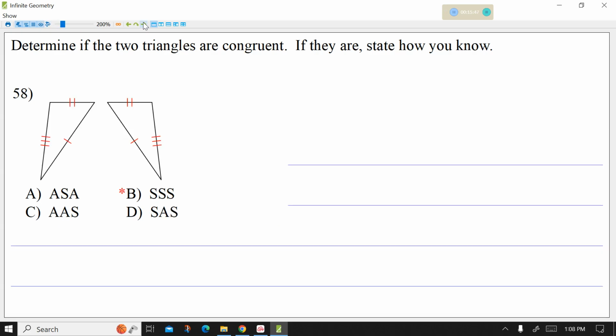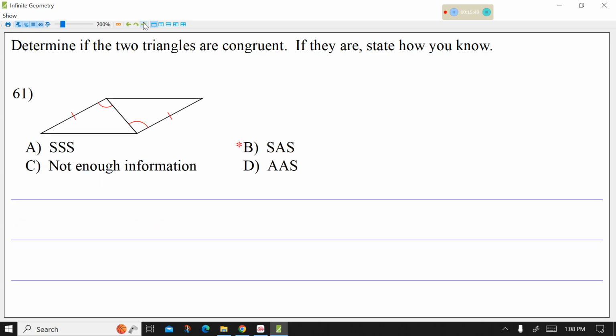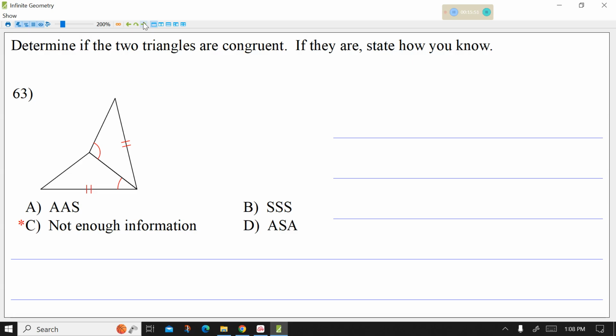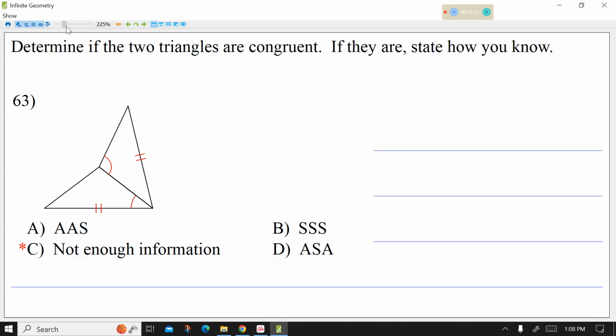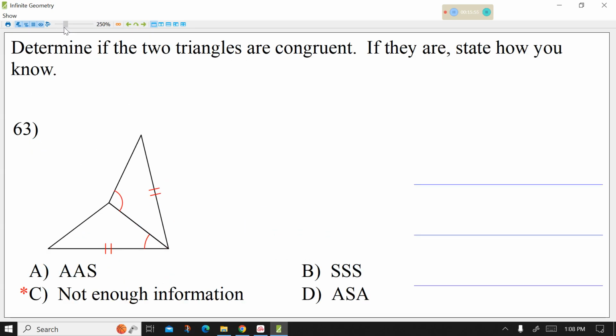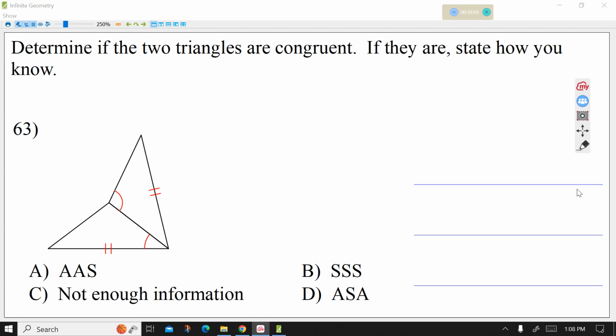What I really want to do is get one that's not enough information, and it looks like 63 is the first one we can talk about. Okay, so on 63, let's break down why this cannot be done with what we have. And this will conclude the video.